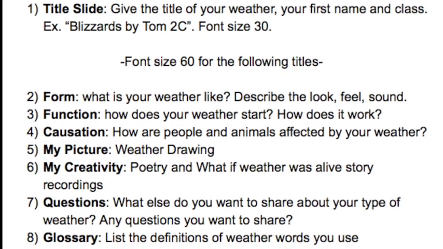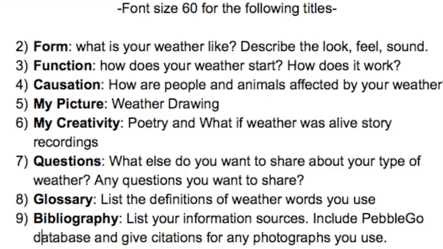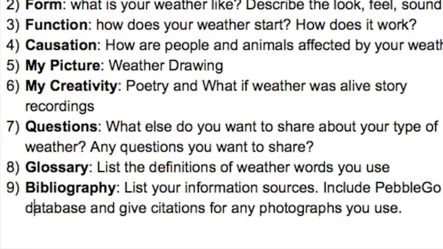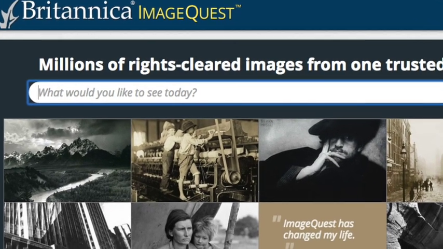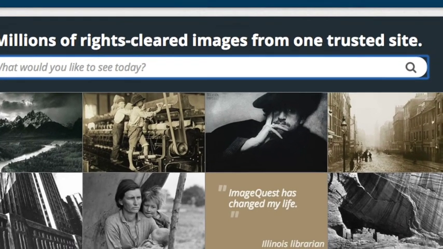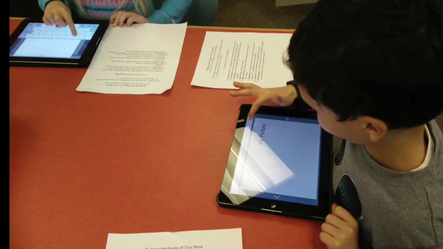The students were presented a list of the pages for their book. They used their organizational skills to plan the content for each page. Part of their planning and research was to access the Britannica ImageQuest database for images. Students engaged their visual literacy to find images and download pictures that connected to the content of their pages.